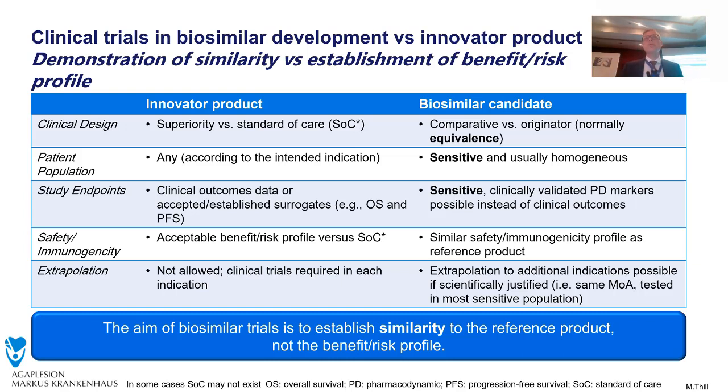The patient population for the innovative product is, you can use any. So if you want to have your approved indication for metastatic patient population, then you go with your clinical trial in metastatic population. If you want to have it in neoadjuvant or adjuvant, or let's say more distinguished subgroups, then you have to do your study in this distinct subgroup. And for the biosimilar candidate, this is recommended by FDA and EMA, you have to have a sensitive and usually homogeneous subgroup.